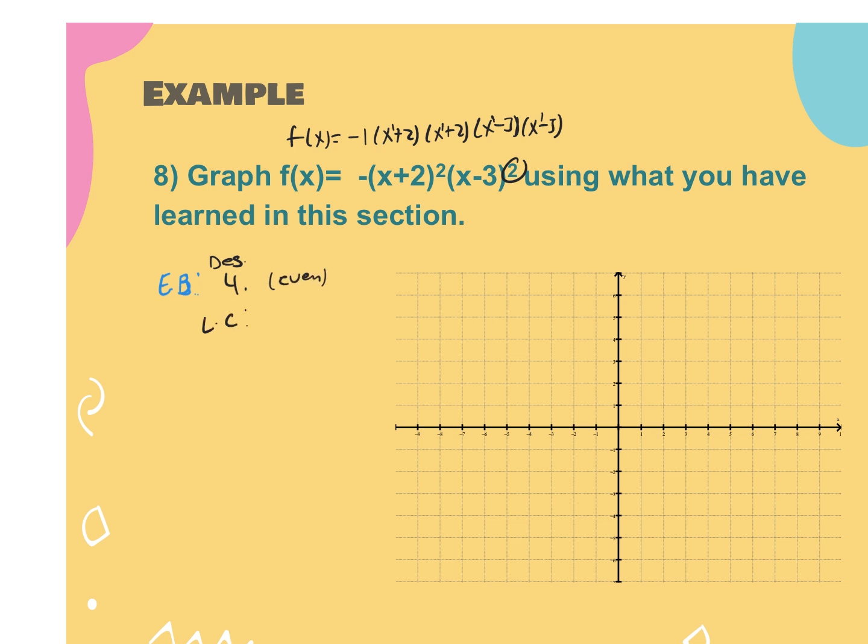And our leading coefficient, this one also has a negative out front, so our leading coefficient is going to be negative. Even negative goes down. They go in the same direction and they both go down. Right, so let's find our zeros now.